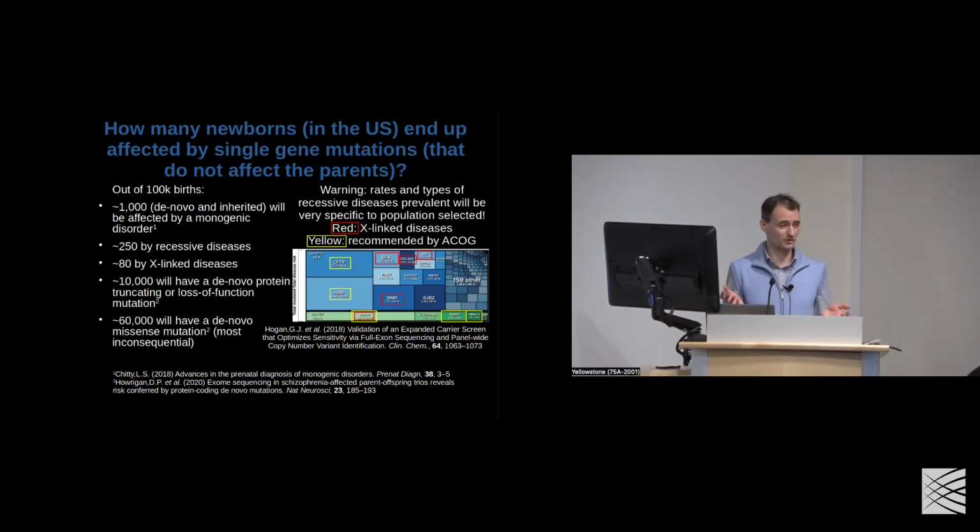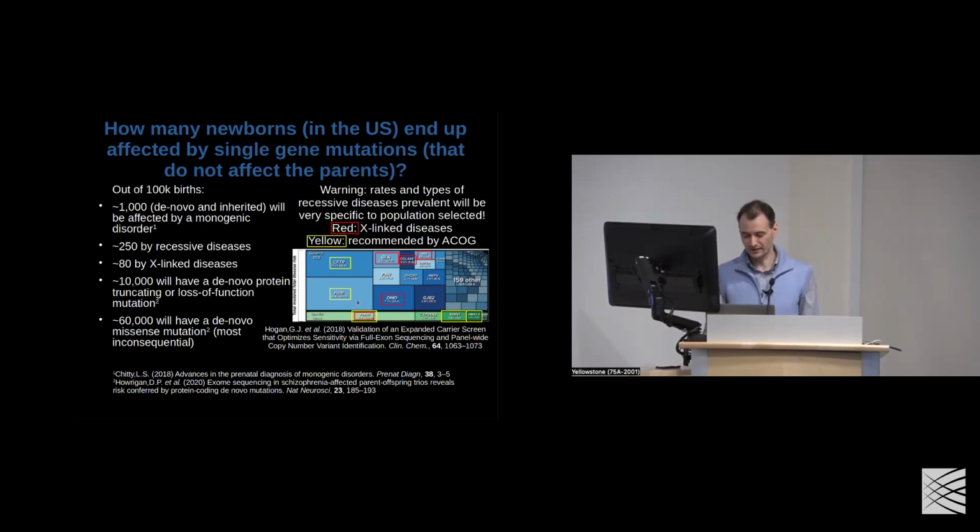If you take 100,000 kids, you might find on average that 10,000 have a de novo loss of function mutation. 60,000 will have a de novo missense mutation. It's like the majority of kids actually have a de novo missense mutation. It's probably inconsequential, but if you want to look at everything, that's where that gets you.